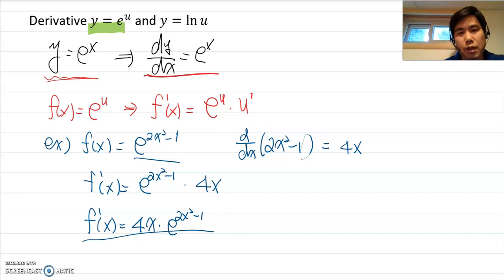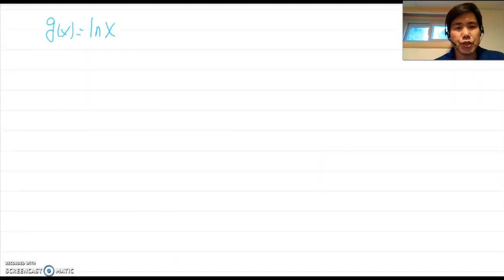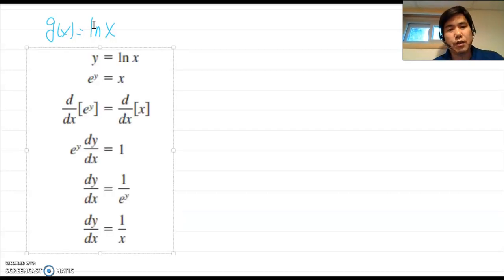Then let's look at the natural logarithm function derivative as well. I also set up g of x equals ln x. Now let's find the derivative of g of x. Instead of writing everything, I copied from the textbook and we just double check together. Look at this problem please. We set up y equals ln x.